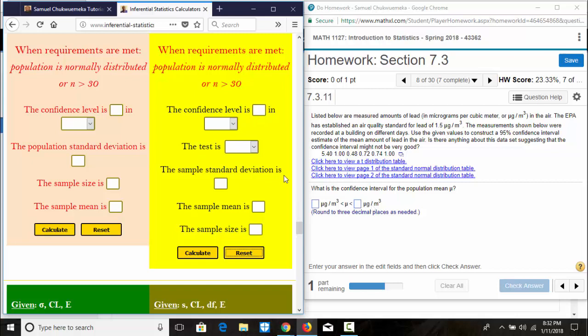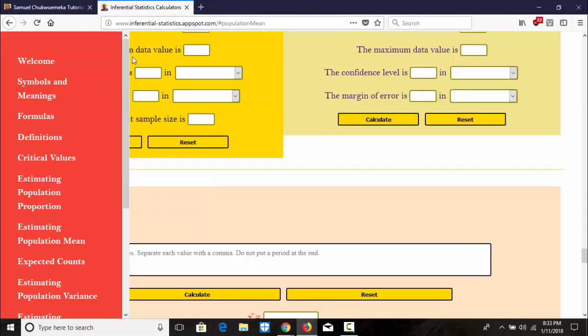Okay, so they gave us the data set. We're going to still use this, but we need to find the mean and the standard deviation. They did not give us the mean and standard deviation. So with my calculator, this is what you do.